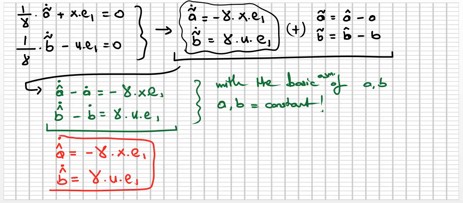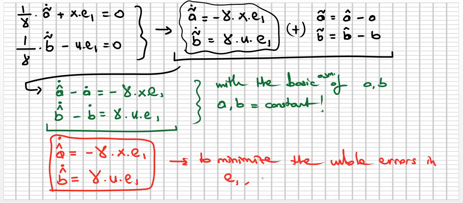This is our adaptation rule to minimize the errors in what? The e1 system characteristics, a error hat and b error hat. And so if we use this equation in the form of update values for the a hat and b hat, we can reach the estimated value of the system parameters, or in other words, a and b value. Okay?